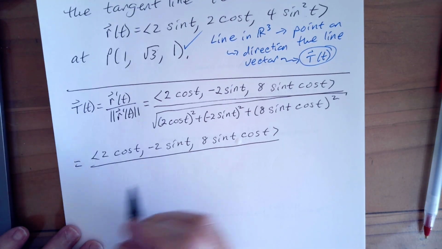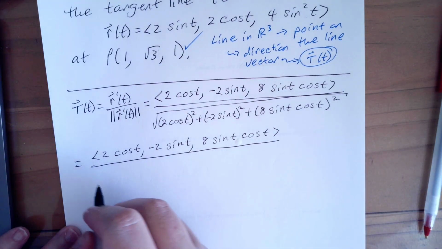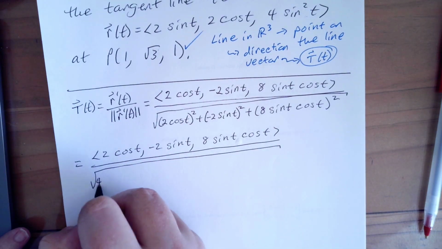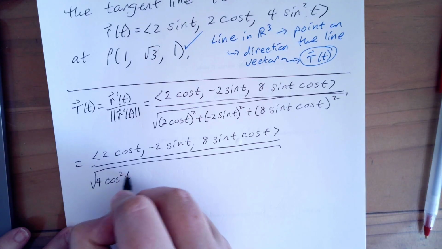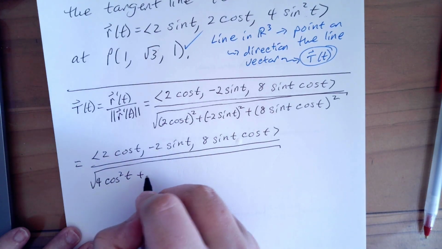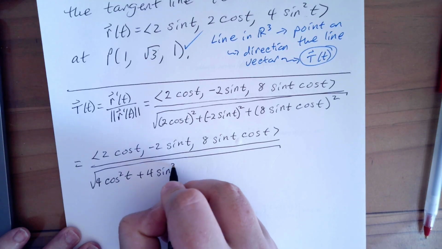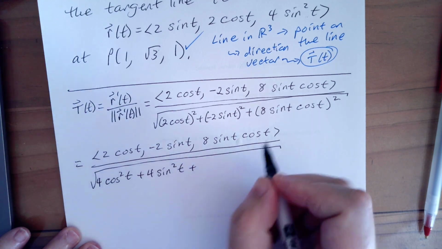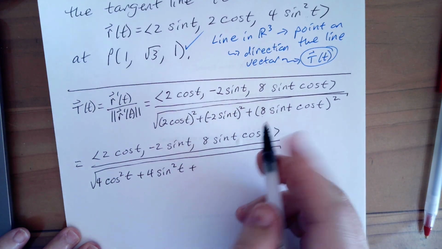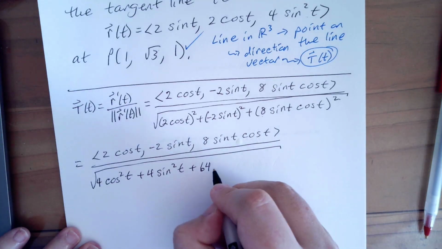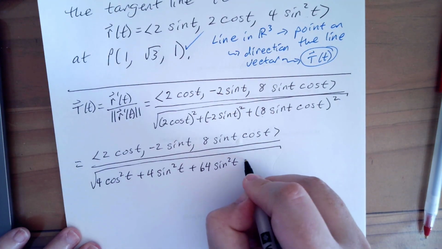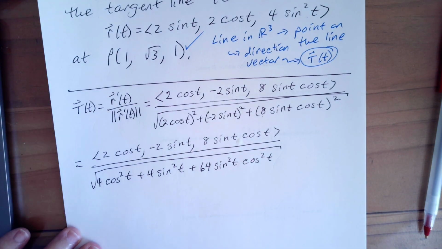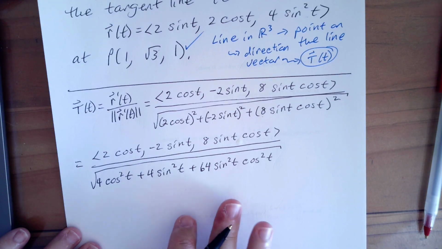Whiteout helps, especially when you're writing in pen. Okay, square root of, we're going to have 4 cosine squared of t plus 4 sine squared of t plus, now we need 8 squared, so that's going to give us 64 sine squared of t cosine squared of t. Hopefully the algebra all makes sense with laws of exponents, all that fun stuff.